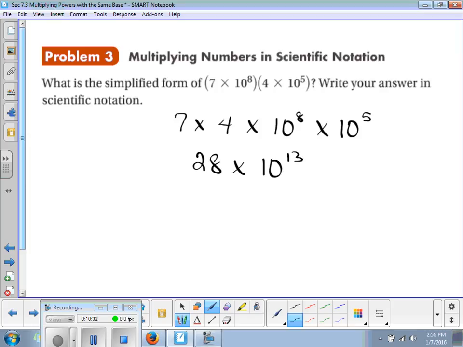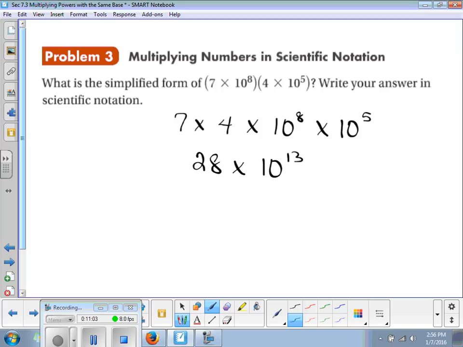Am I done? No. Is this scientific notation? No. This is not scientific notation. Why? Because the thing didn't get moved over yet. Because 28 is greater than 10. Remember, your first factor, somebody said because it's not a decimal. That's not the right answer. The first factor has to be greater than or equal to 1 and less than 10.